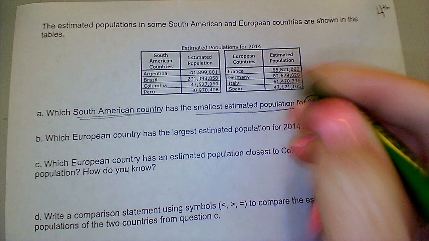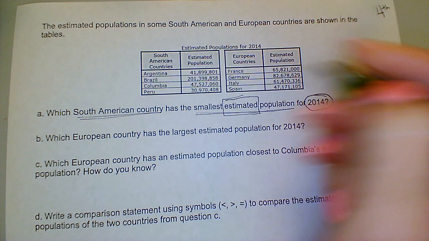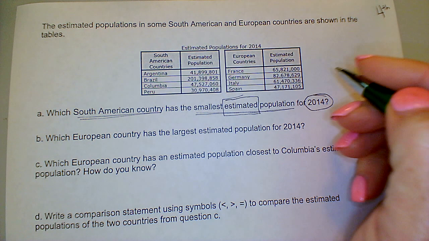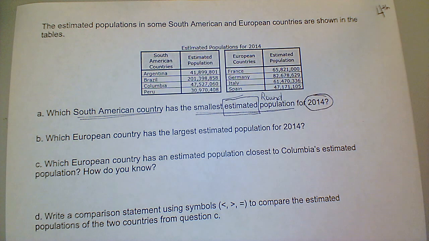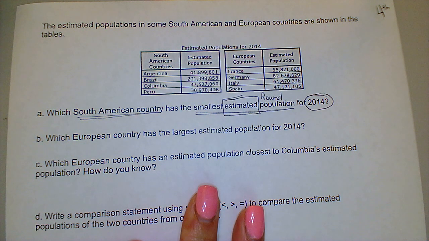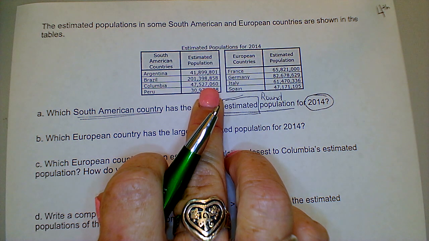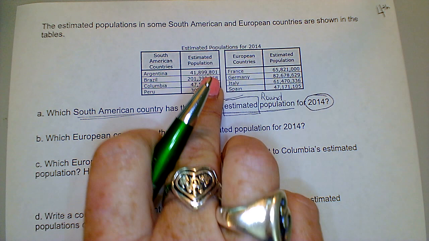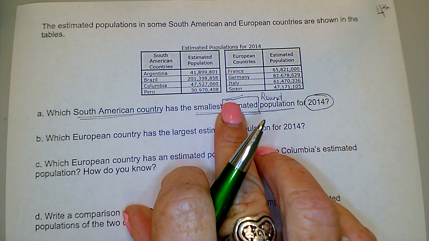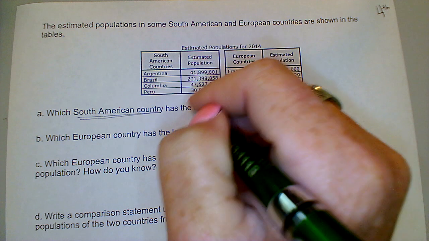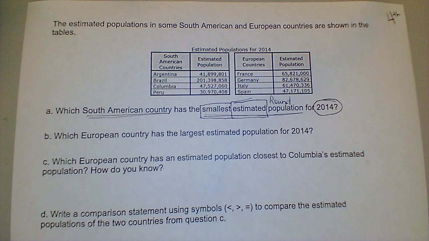And when we see the word estimated, that's a key word. What is that telling us to do? Round. Not necessarily round up or down, right? They're just telling us to estimate. So if we look at the estimated population, they've already done somewhat of the rounding, and we're looking for the smallest estimated population. So smallest is also key in this particular question, right?